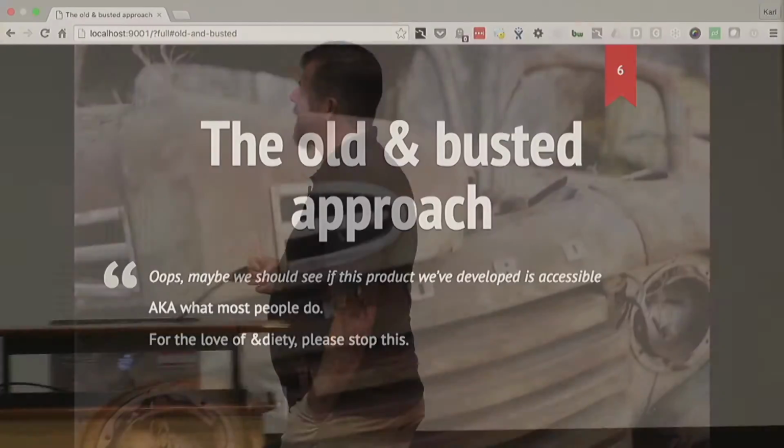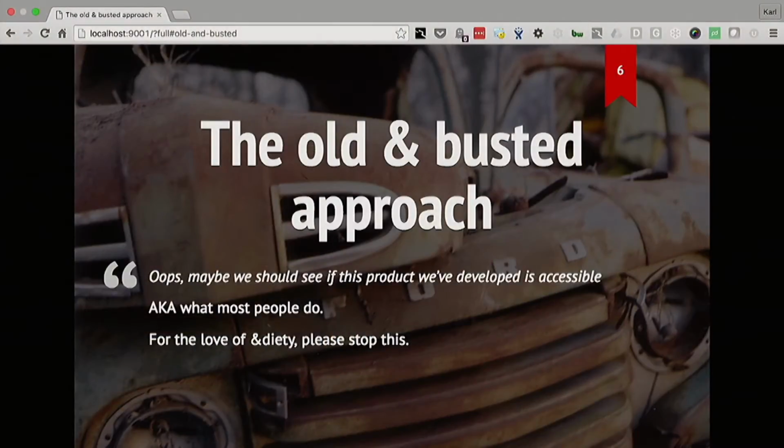We should probably find out. Let's run it through some tool and find out if it's accessible. Post-deployment remediation of accessibility bugs is by far the most expensive, we already talked about that, and the least likely to actually result in any net positive for the end user.